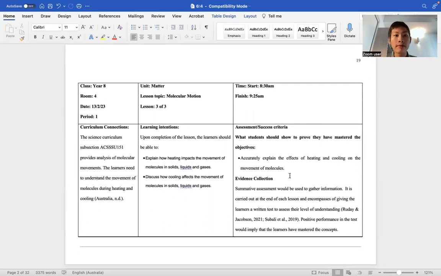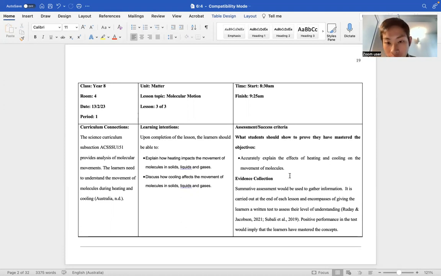Now moving on to the final lesson, lesson 3 of 3, molecular motion. So how do molecules move? Now that we've learned of the states and properties of matter, we will follow the Australian curriculum once again. So we will talk about heating and cooling. How do the states of matter respond to an increase in temperature, and how do the states of matter respond to a cooling or a decrease of temperature?